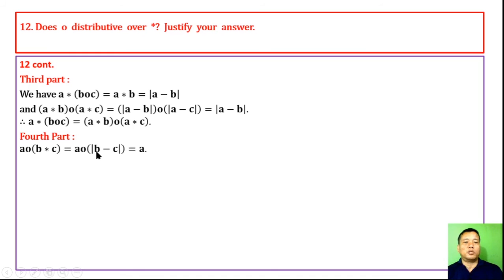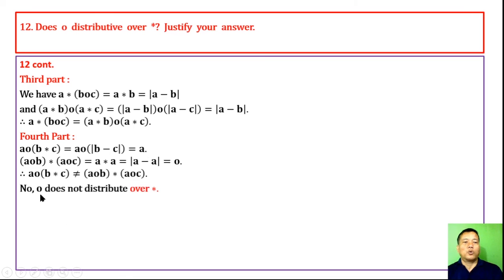Fourth part: A O B asterisk C. B asterisk C is modulus of B minus C, and by the definition of O, the left side is A. On the other side, A O B asterisk A O C gives A asterisk A, which is modulus of A minus A, that is 0. The right side is 0 and the left side is A, so they are not equal. Hence O does not distribute over asterisk, and asterisk holds distributive over O.